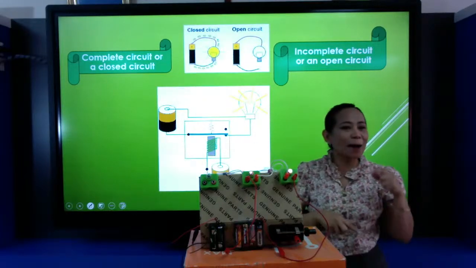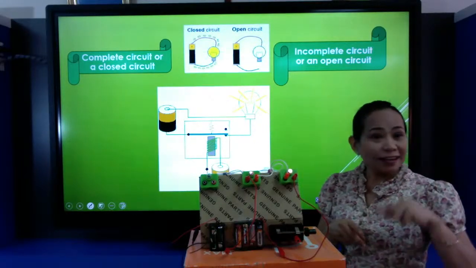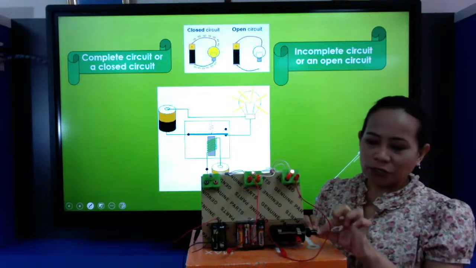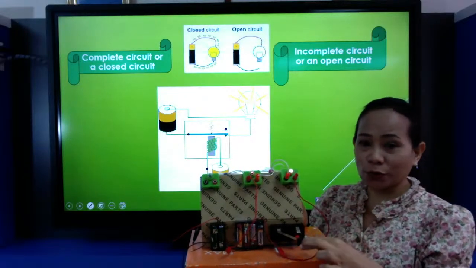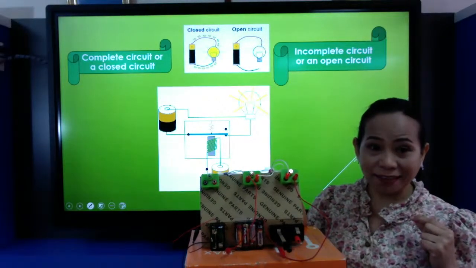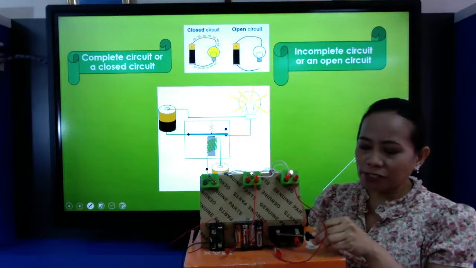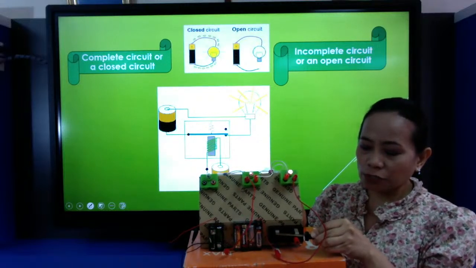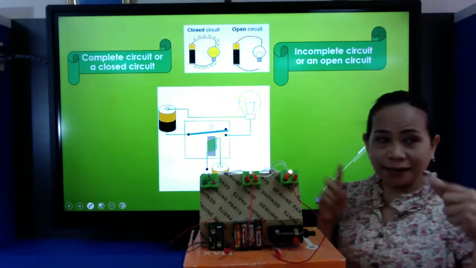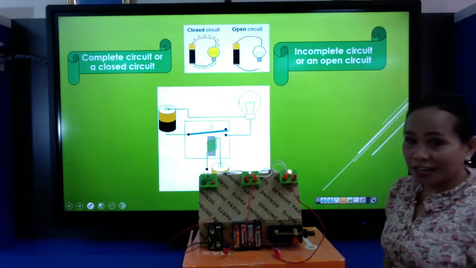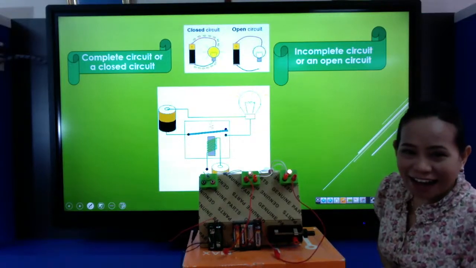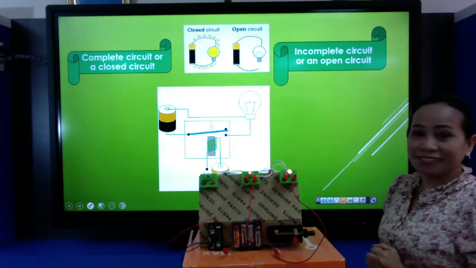It's the same as switching on and switching off. To break the circuit, you need to open it, right? And a closed circuit should be closed, meaning the electricity flows continuously. Do you understand?